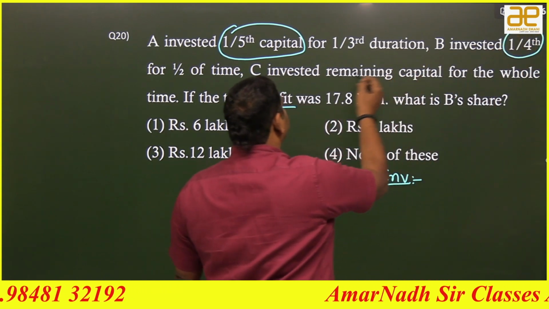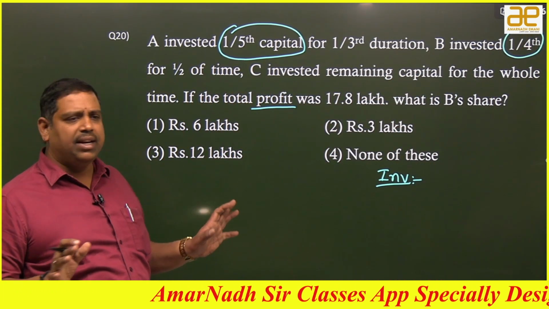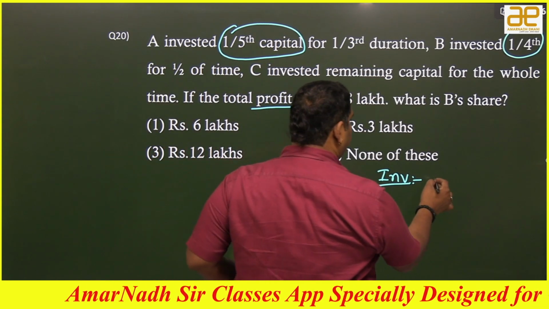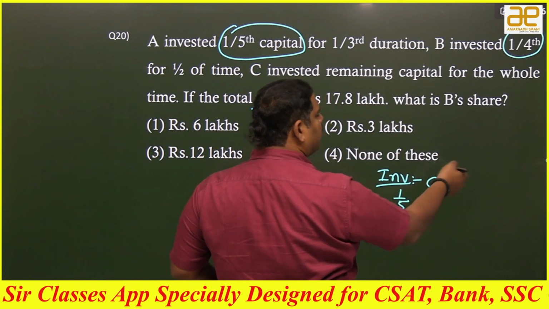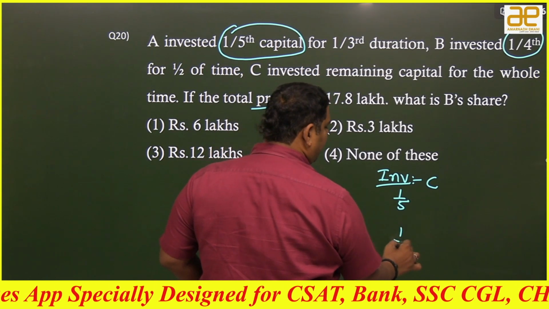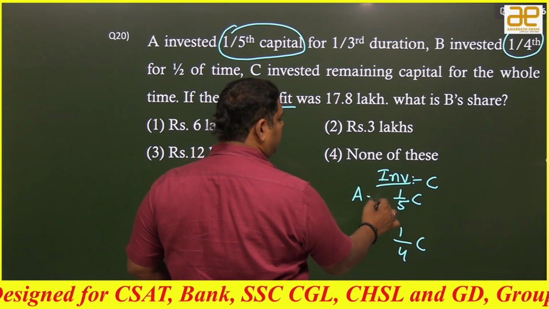C invested the remaining capital. Sir, I don't want any fraction, right? If I take the total as C, then what happens? 1/5 means 1/5 C and 1/4 means 1/4 C, right or wrong? So I don't like it. This is about A and this is about B.